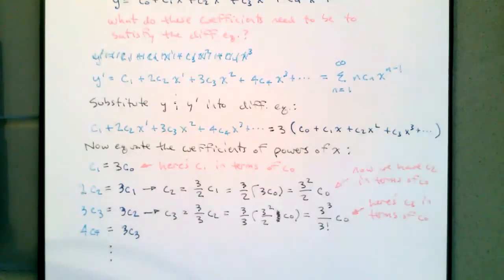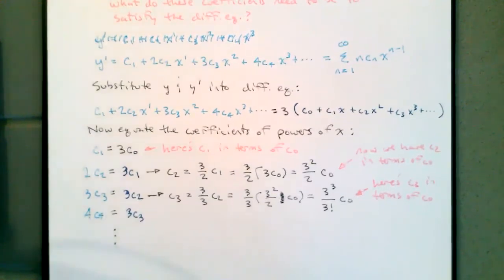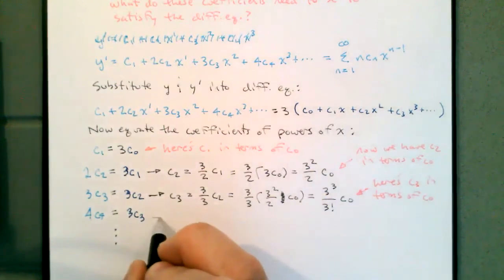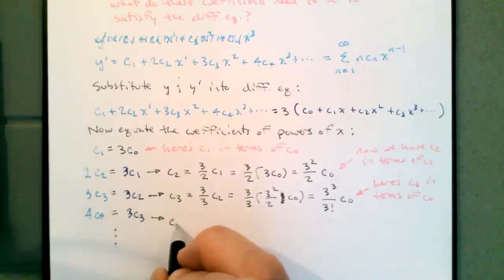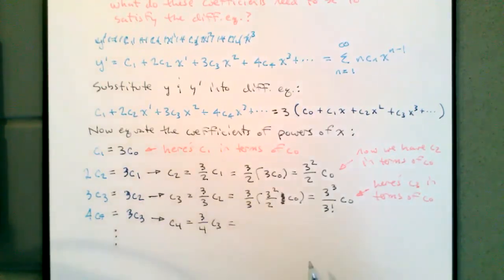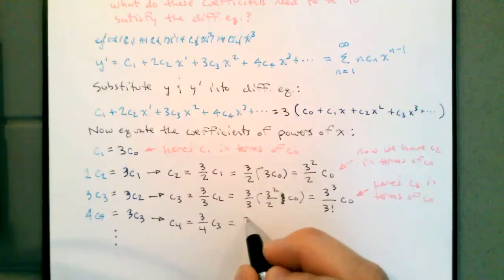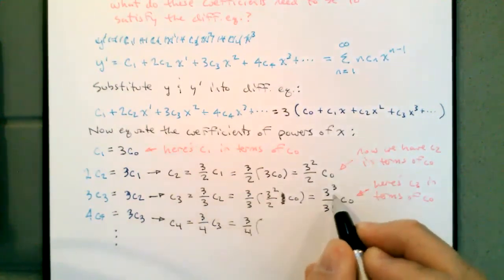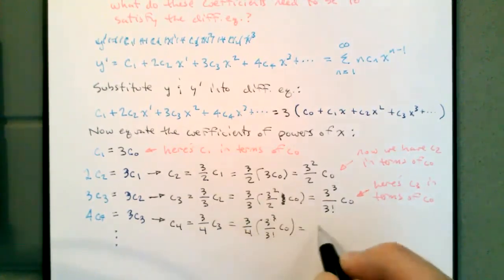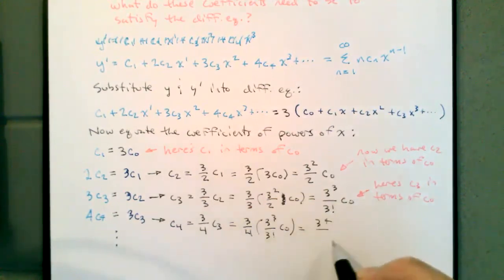And we'll just continue on. You can see that we can do this forever. And you can notice that also I'm not simplifying things. In this case, it doesn't actually help to simplify things because we want to see the structure of how things are built. So let's solve for C4. C4 is just going to be 3/4 C3, but we have C3 in terms of C0. So C4 is going to be 3/4 times 3 cubed over 3 factorial C0. So that's going to be 3 to the 4th over 4 factorial times C0.